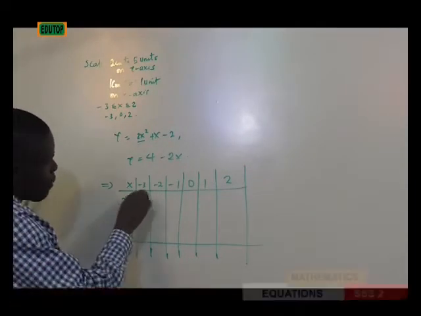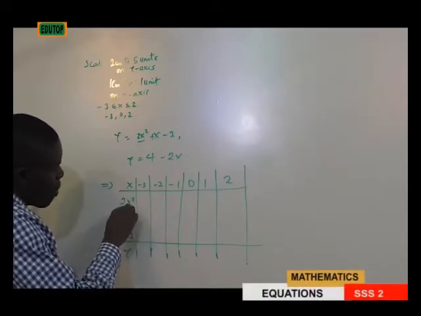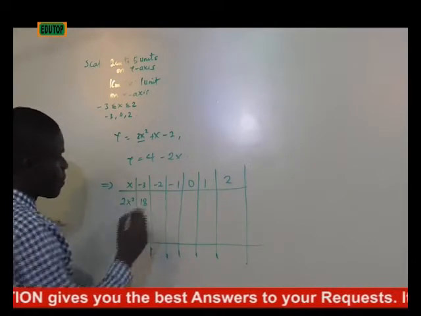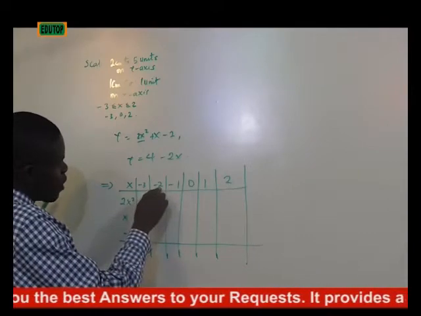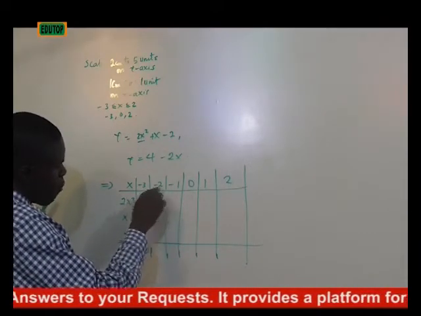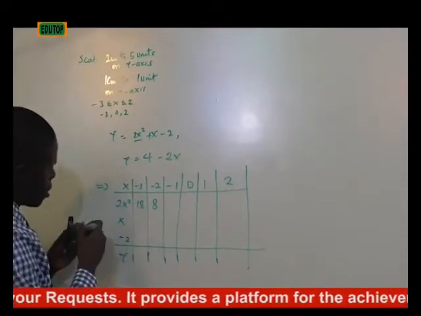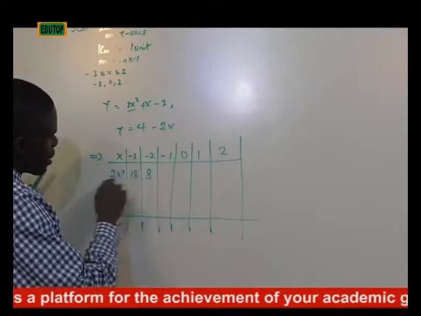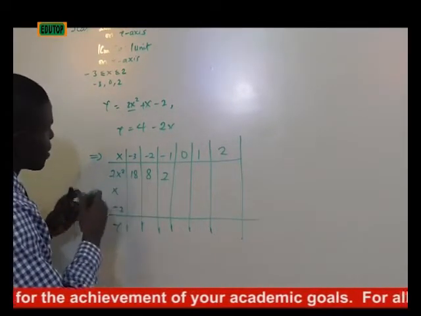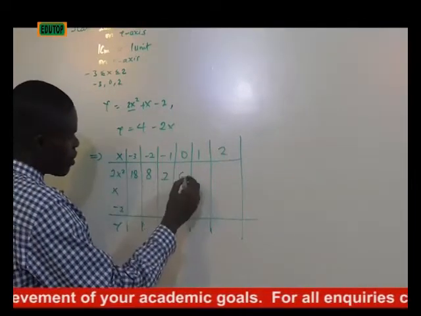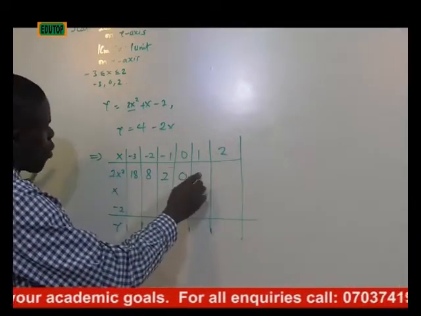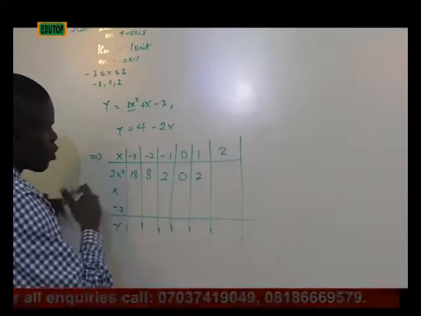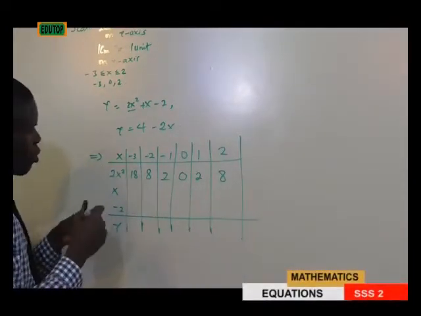So here, when x is minus 3 squared, that is 9. 9 times 2, that gives us 18. When x is minus 2 squared, 4. 4 times 2, 8. When x is minus 1, minus 1 times minus 1, 1 times this, 2. When x is 0, automatically everything becomes 0. When x is 1, 1 squared, 1 times 2, 2. When x is 2, 2 squared is 4, times 2, 8. So we've been able to resolve that.